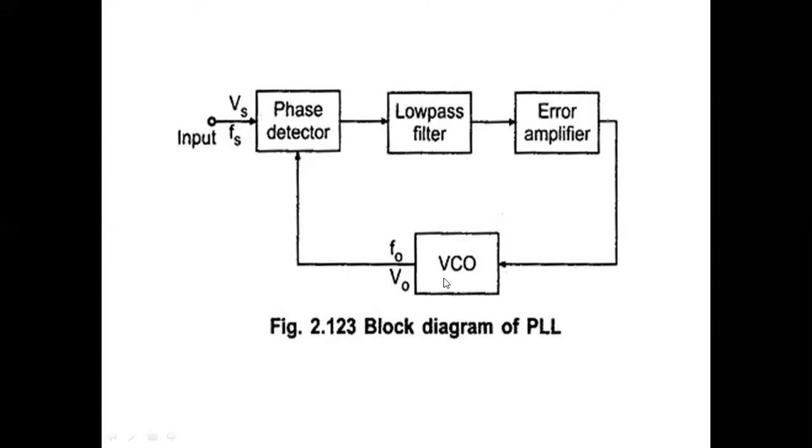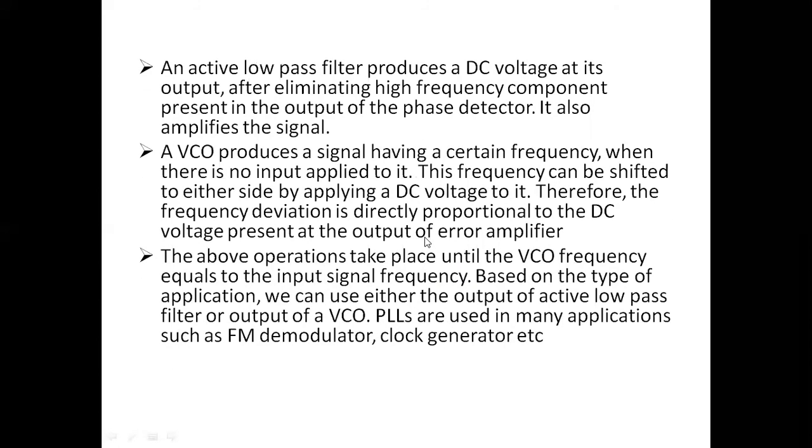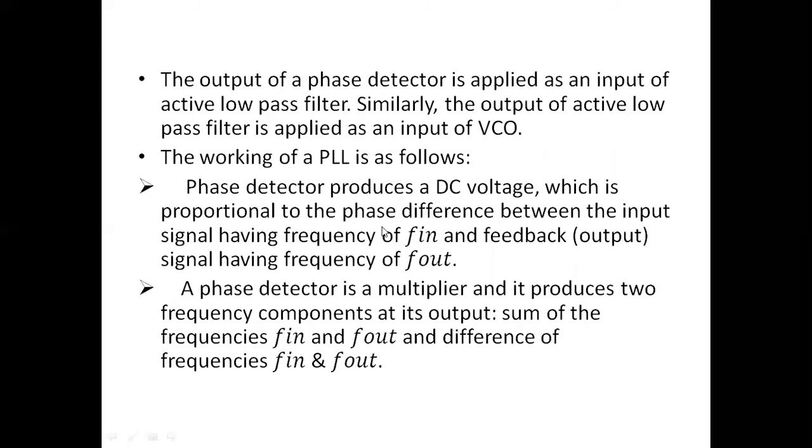It has some fixed frequency that is represented as F0. This frequency can be shifted to either side by applying the DC voltage from the error amplifier. So this operation continues until the frequency of the VCO is equal to the frequency Fs. The error voltage, that means the DC voltage applied to the VCO, continues until the frequency of the VCO is equal to the frequency of the input signal. The operation continues until these two frequencies are equal. So these are the points which I have explained.